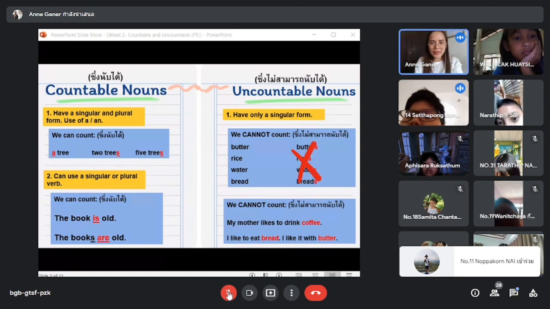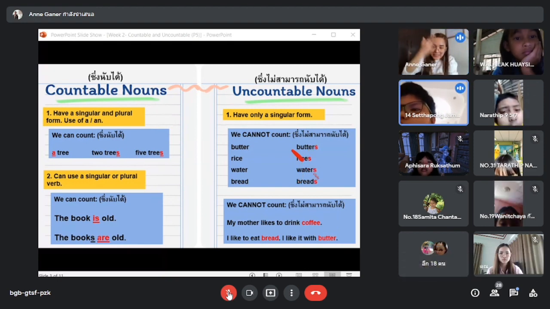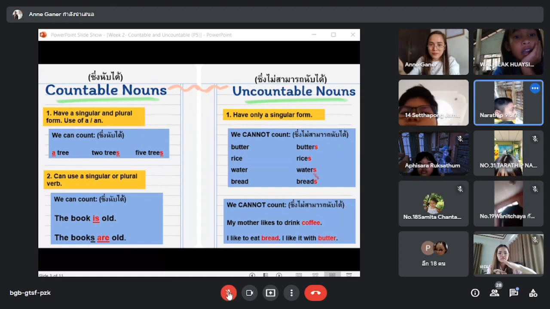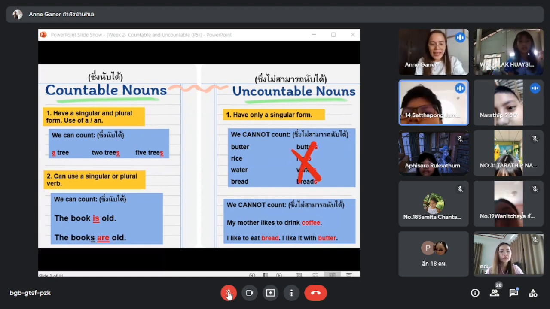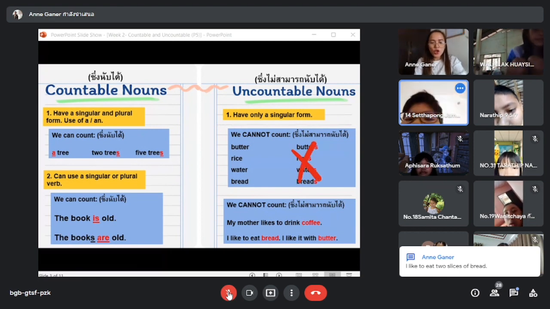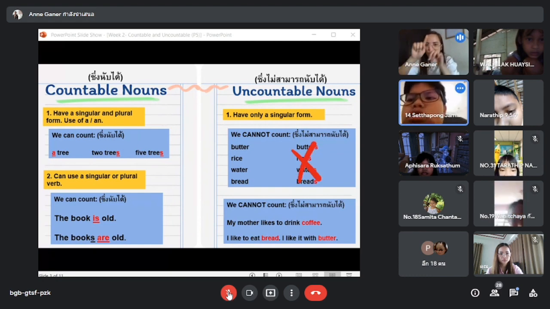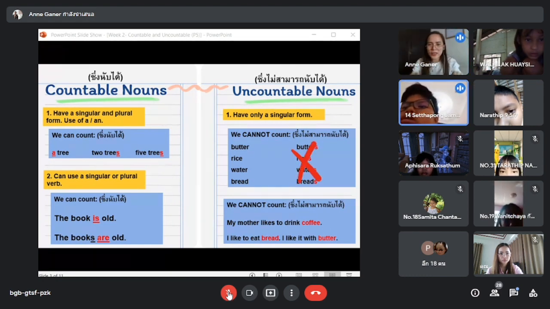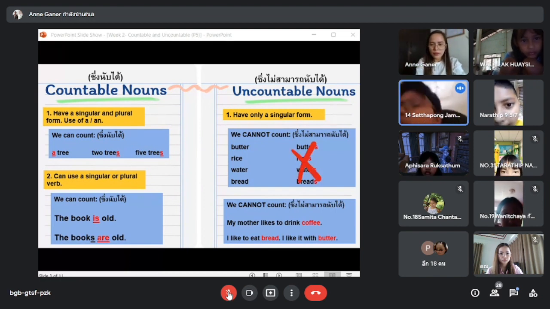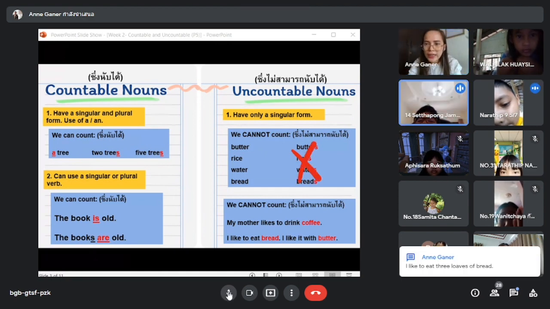You will write like this. I like to eat two slices. Slices, like slices. Two slices of bread. Or you say, I like to eat three loaves. Loaves, good. Pieces of bread. When you slice it already, you call it loaves. I like to eat three loaves of bread.